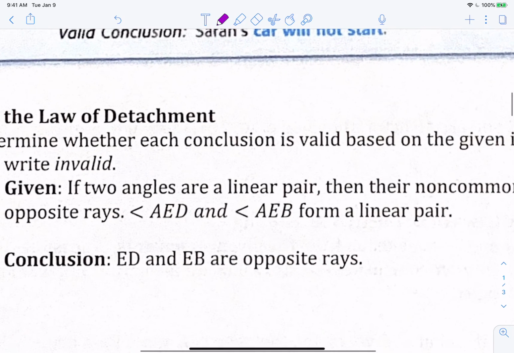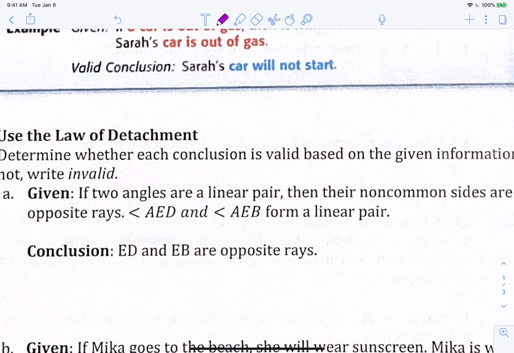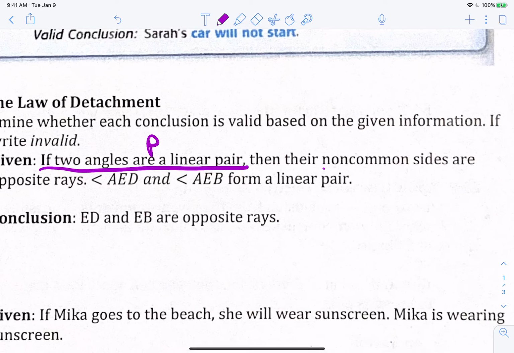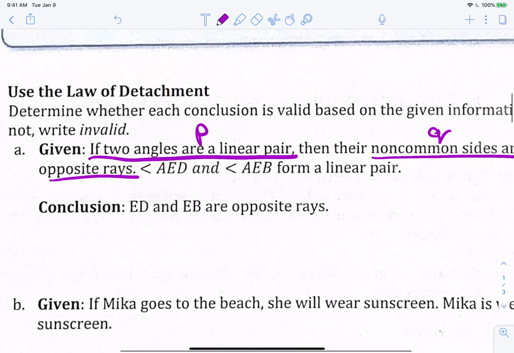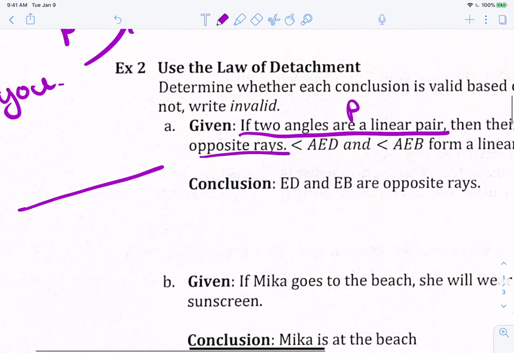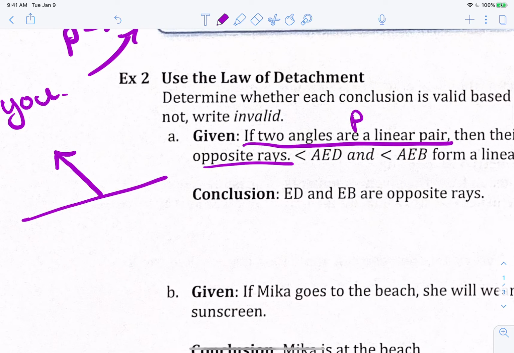Here's what you're given. If 2 angles are a linear pair, that's P, then their non-common sides are opposite rays. That's Q. Let's talk about what this means. If 2 angles are a linear pair, what does it mean to be a linear pair? They do touch. They add to 180. Like angle 1 and angle 2, those are a linear pair because they live on this straight line.